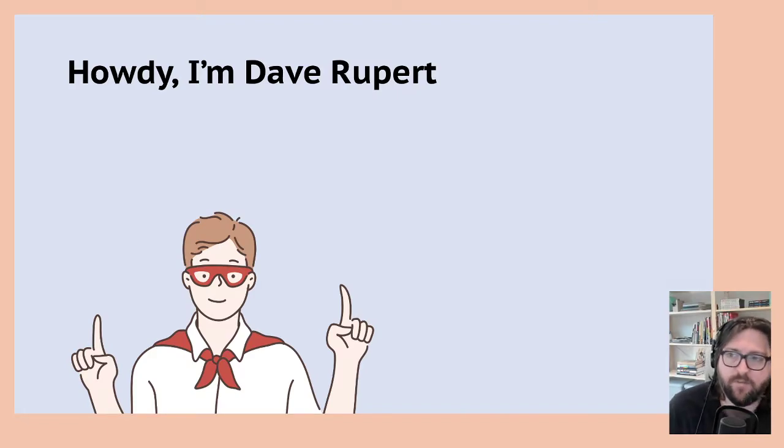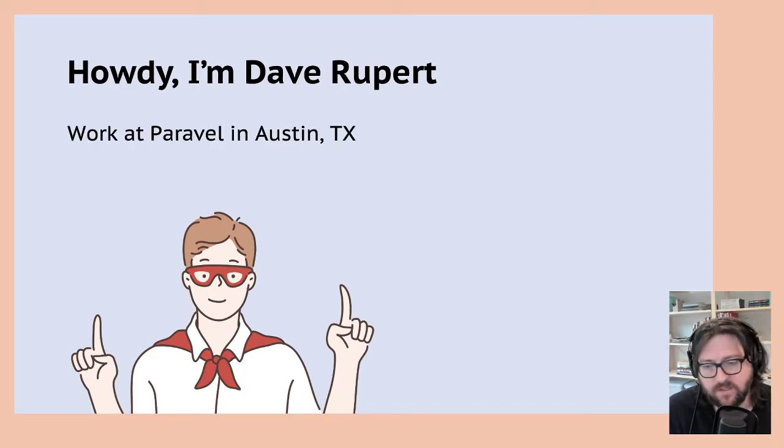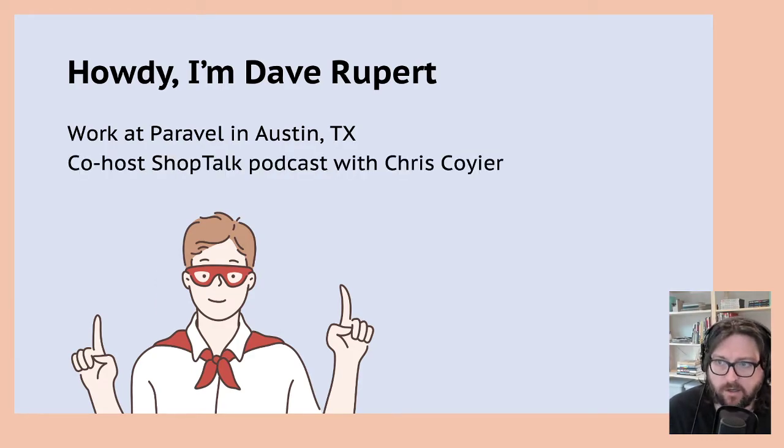Let's kick it off. I'm Dave Rupert. I work at Paravel in Austin, Texas. We're a small web design and development agency. I co-host Shop Talk podcast with Chris Coyier from CSS Tricks. It's like 10 years in the running.